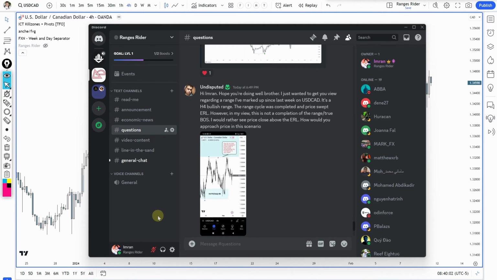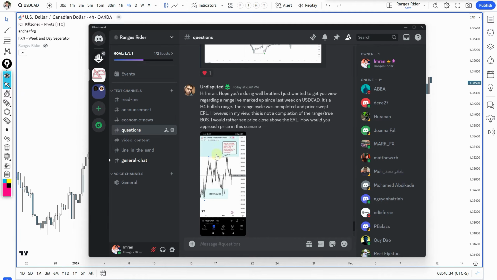I just wanted to get your view regarding a range I have marked up since last week on US dollar CAD. It's an H4 bullish range. The range cycle was completed and price swept the external range liquidity. However, in my view, this is not the completion of the range or a true breakup structure. I would rather see the price close above the external range liquidity. How would you approach the price in this scenario?